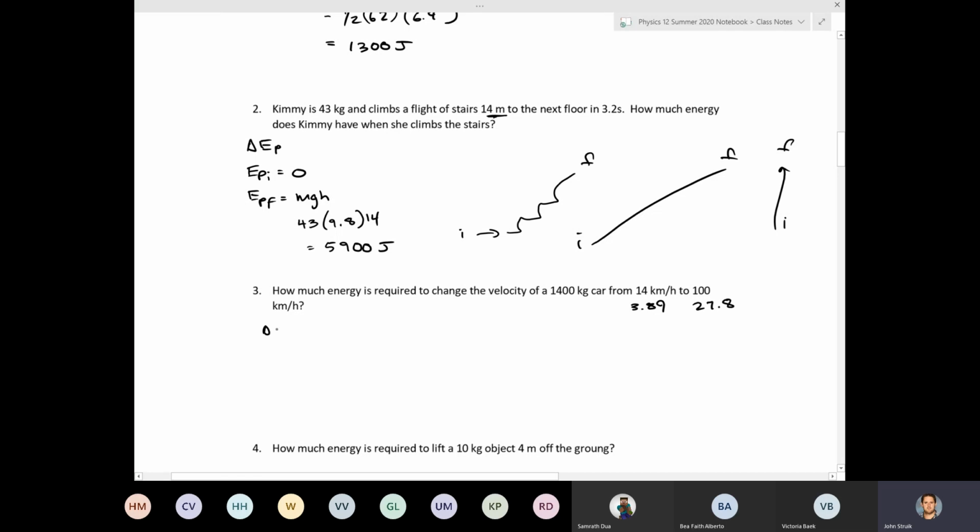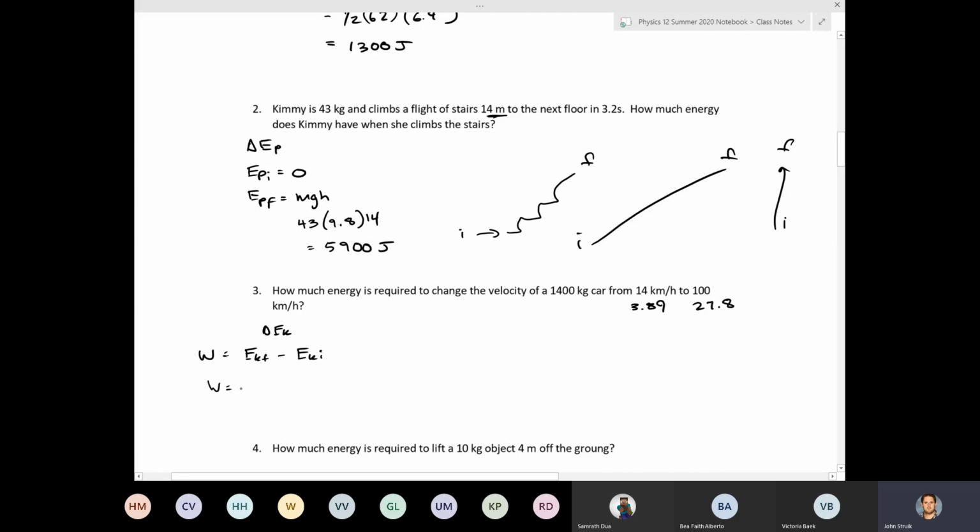How much energy is required to change the velocity? So we have a delta EK. We have EK final minus EK initial. That is the work required. We're going from 14 to 100, so we're speeding up in this case. In order to speed up, there needs to be an input of energy. So my answer should be positive, because energy is going into the system, into speeding up the car. If it was the other way around, saying the car is slowing down, then you're taking energy away from the car, which means it's going to be negative.